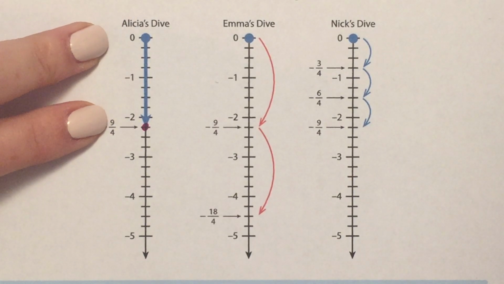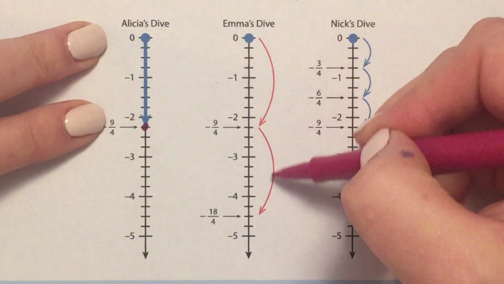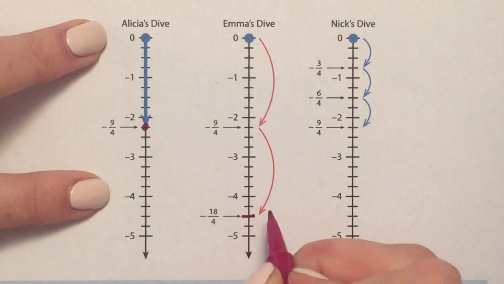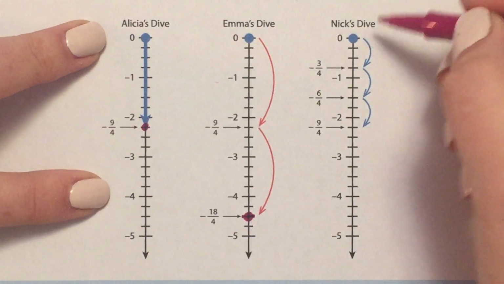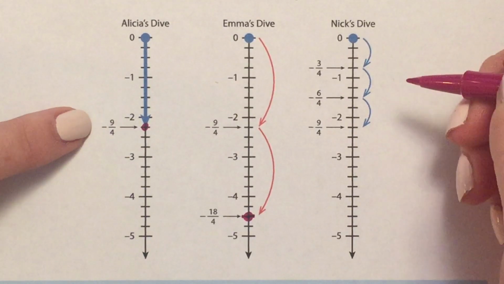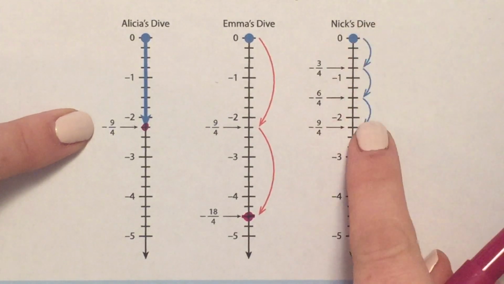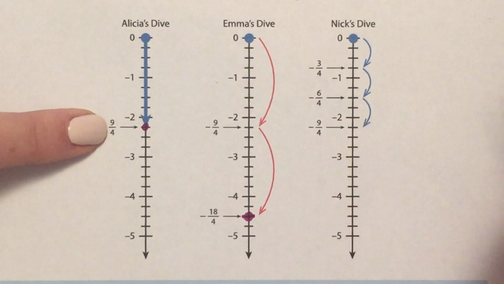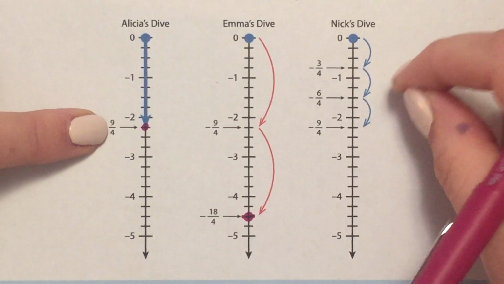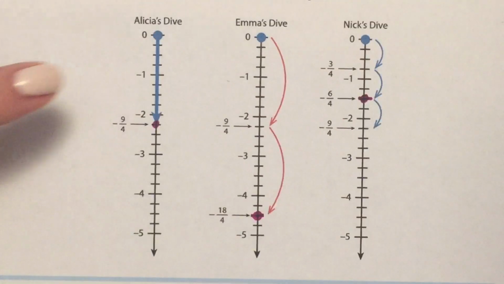Emma's position is twice as deep as that. So Emma's dive is going to be twice Alicia's dive, which would put her down here. And then Nick's dive is going to be 2/3 as deep as Alicia. So Nick, whatever he does, is going to be 2/3 of what Alicia does. They took Alicia's dive, split it into 3 parts, and he dives 2/3 as deep as she does. So he's going to be right there.